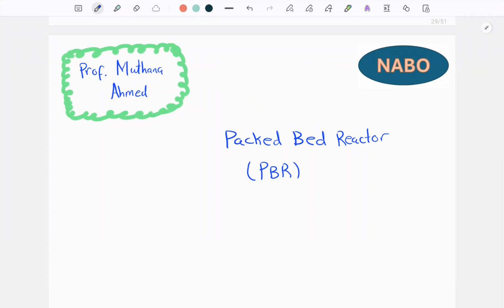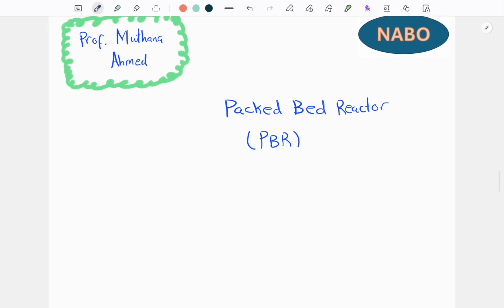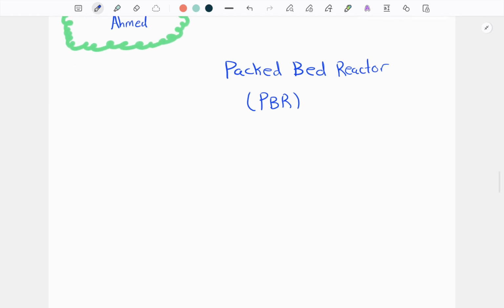Hello everyone, in today's class we'll go through the material balance of a packed bed reactor. The packed bed reactor is similar to the plug flow reactor. The only difference is that it has packings inside the reactor, which is used to speed up the reaction time and increase the contact area between two phases.